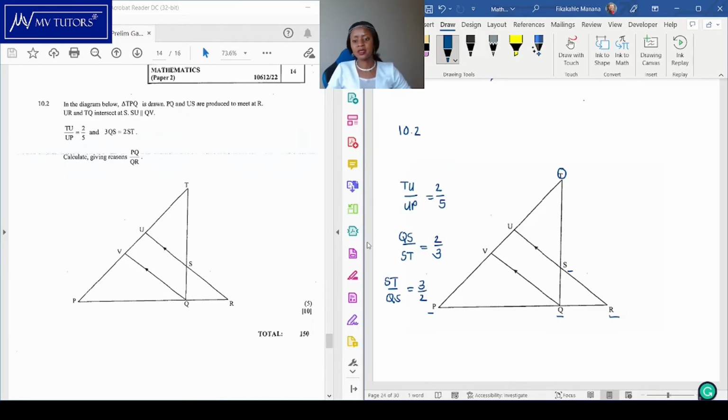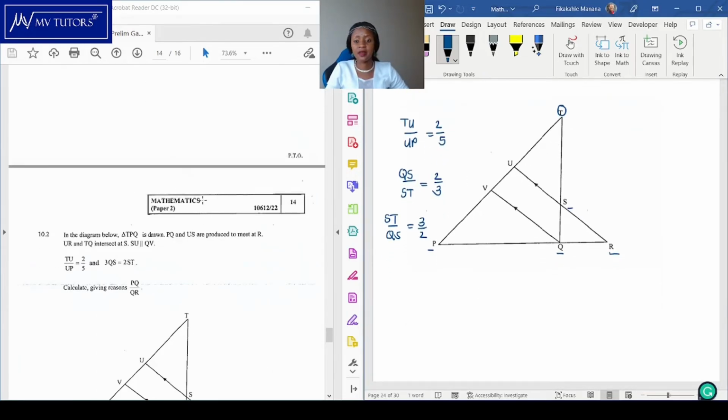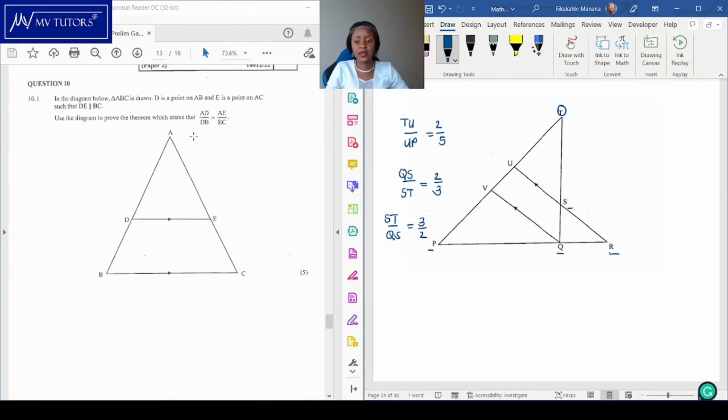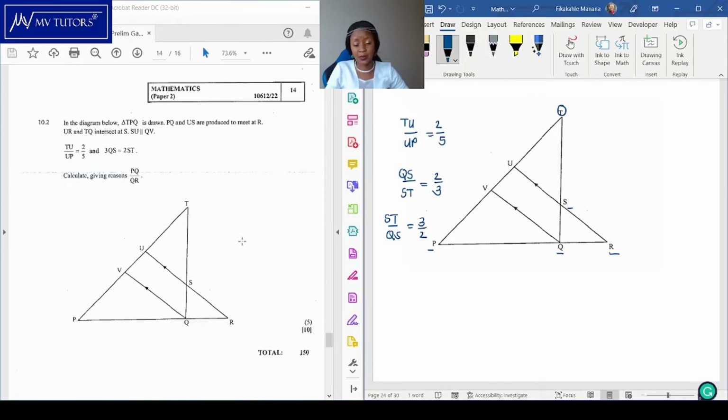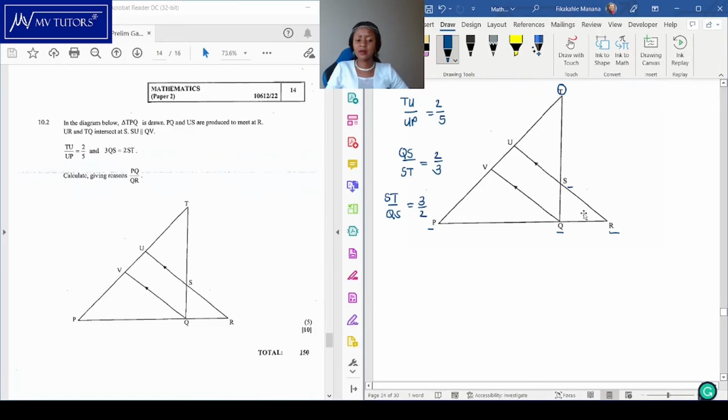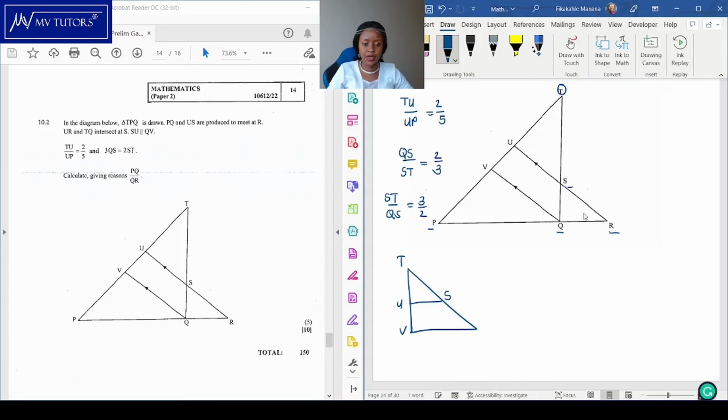Now calculate, giving reasons, PQ over QR. This is where you're going to use the theorem we proved earlier, and that application is going to be in 10.2. I see there are two triangles here that have sides that are parallel, so I'm going to draw them aside to make life easy for myself. Firstly, I see the triangle which has T on it. I've just drawn it upright: TUV and then TSQ, because you know that US is parallel to VQ.